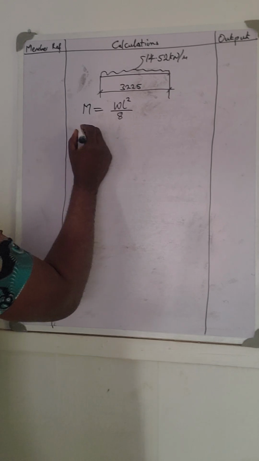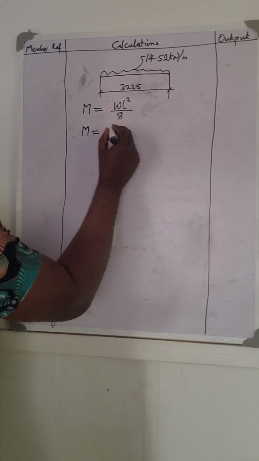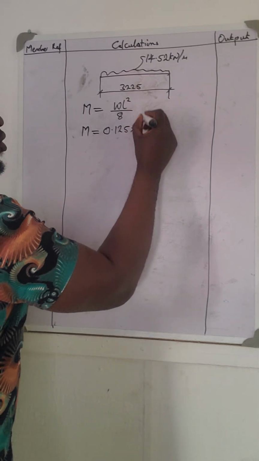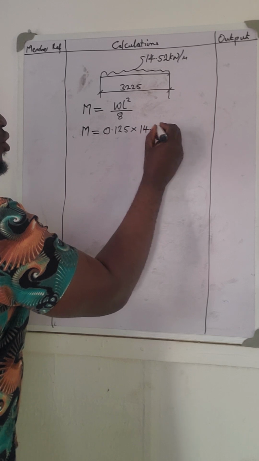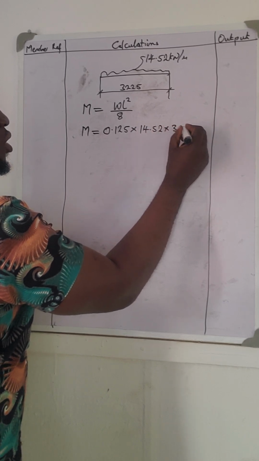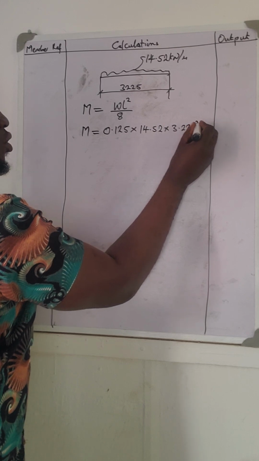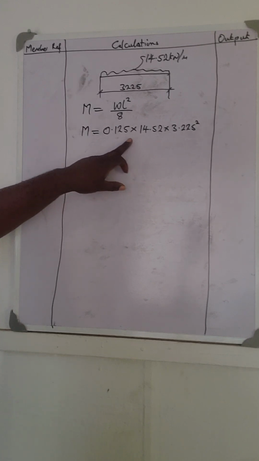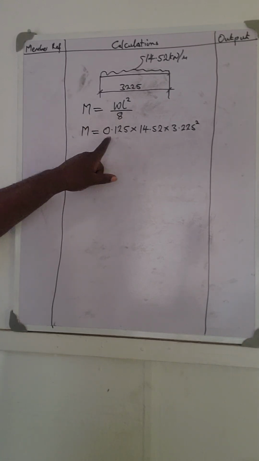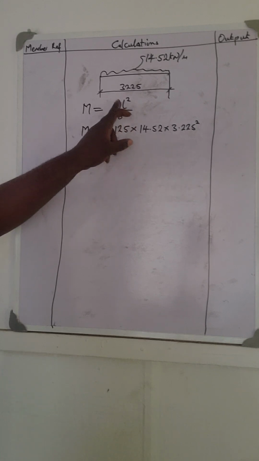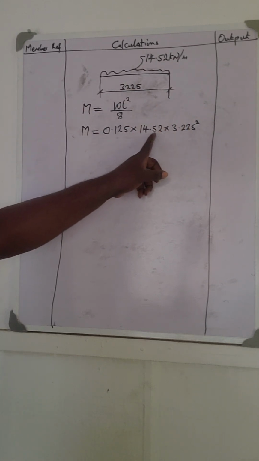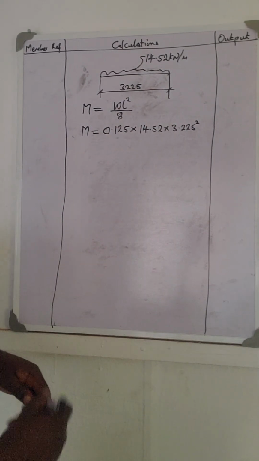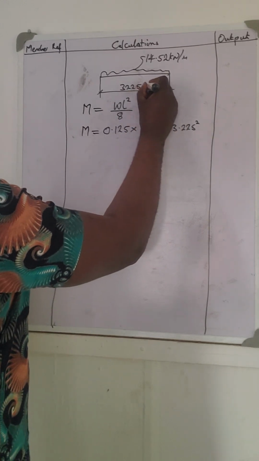Now this is the same as M equals 0.125 multiplied by UDL 14.52 multiplied by 3.225 square. Okay, now this 0.125, 1 divided by 8 is 0.125. Okay, now the W is the UDL, which is 14.52. Then the L is 3.225 square, because this one is in millimeters, this one is now in meters.